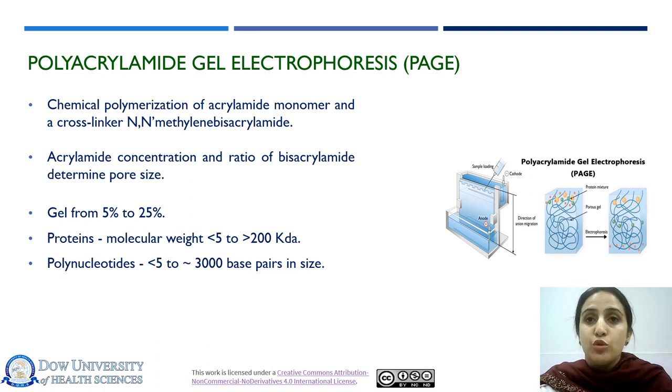But if you don't have the information about that, in that case you can use a lower percentage gel, so that all of the molecules in the sample, ranging from small to larger molecular weight protein molecules, get separated there. And once you have an idea from those gels of the range of molecular weight of proteins in your sample, then you can use higher percentage gels to have a good separation. For proteins, the molecular weight range that can be separated on these gels is from 5 to 200 kilodaltons, and in the case of polynucleotides, it's from 5 to 3000 base pairs in size.